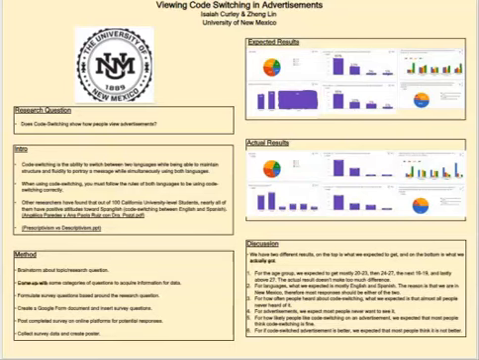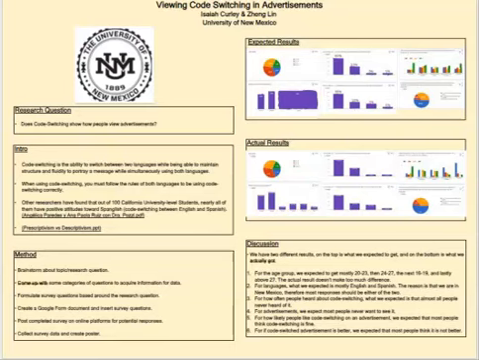A little background into code switching: code switching is the ability to switch between two languages while being able to maintain structure and fluidity to portray a message while simultaneously using both languages. So, in this sense, it's just respecting each one's structure and being able to switch between both to convey one message to a person that's able to understand both languages. When using code switching, you must follow the rules of both languages, like I said, while simultaneously switching.